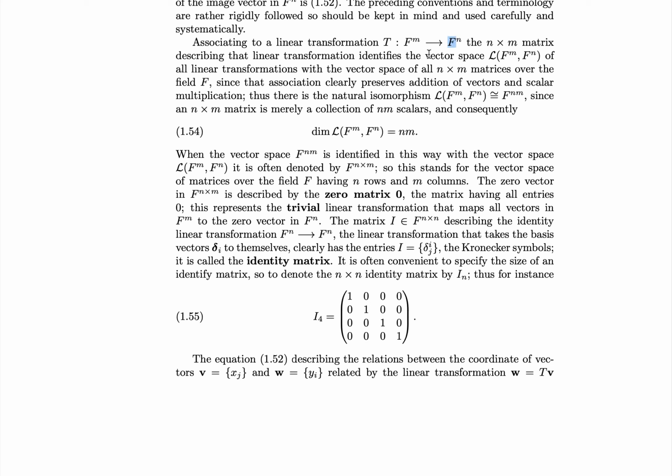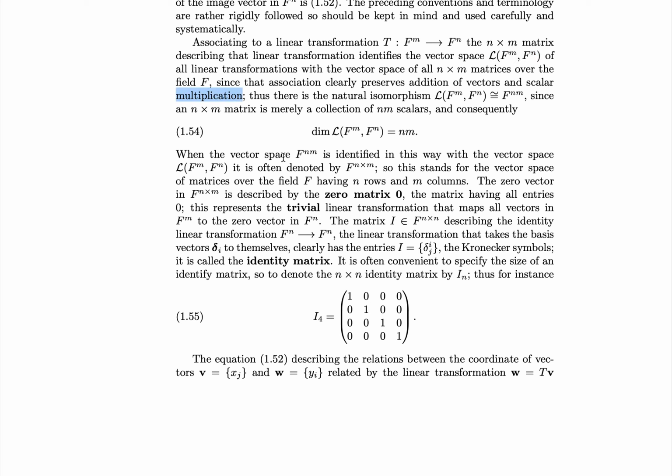But in doing this, you identify the vector space L(F^m, F^n) of all linear transformations with the vector space of all n by m matrices over the field F. That is, now that we've shown that every linear transformation from F^m to F^n can be associated with a matrix, you can consider all these matrices as a vector space over the field F. This is because this association clearly preserves addition of vectors and scalar multiplication.